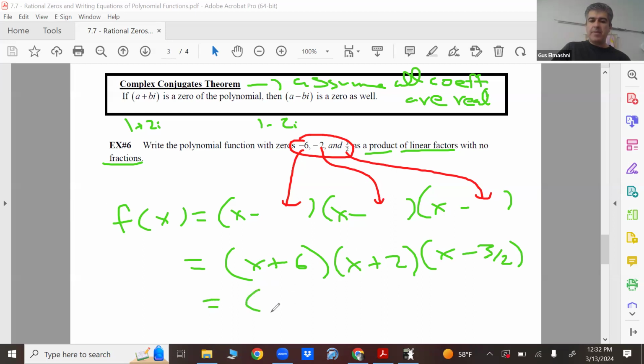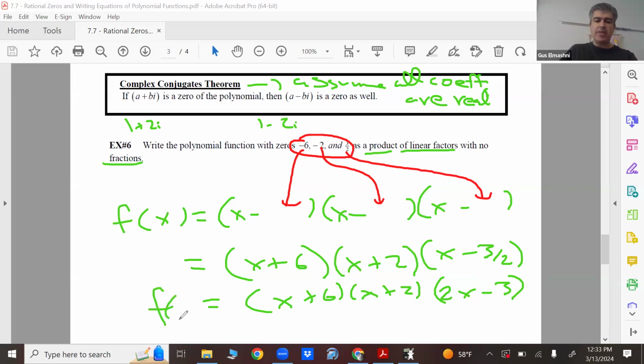But you may want to write it like this. X plus 6, x plus 2. And if we multiply this by 2, you get 2x minus 3. Because it's the same thing, right? You still get 3/2. The whole point is if you set this equal to 0, you get those answers up above. So you're working backwards. You're given the answers. What's the equation it came from? That's what they're asking you.